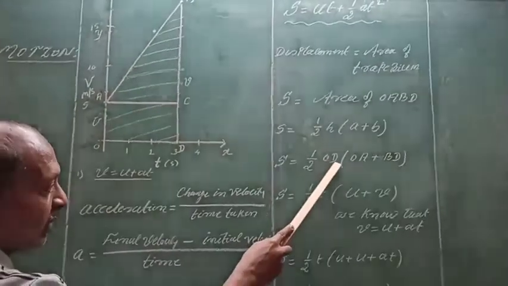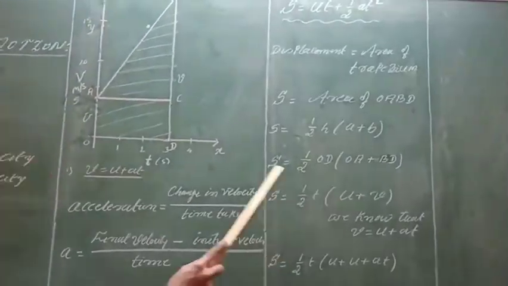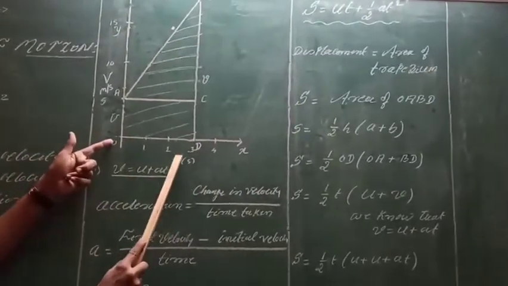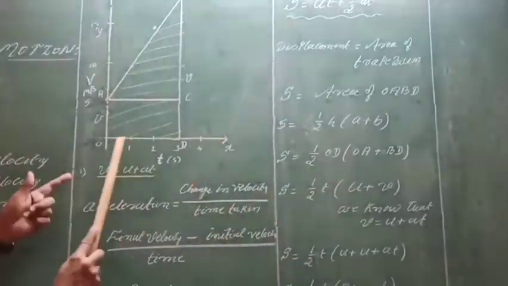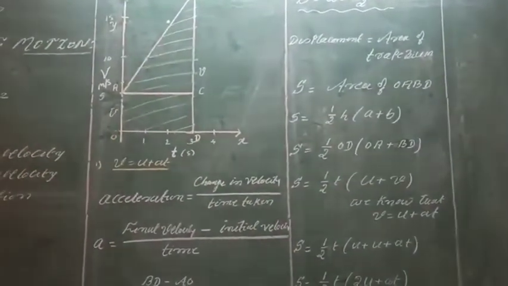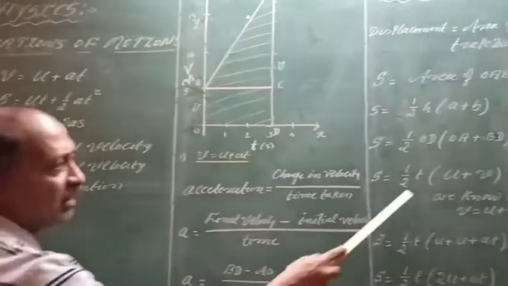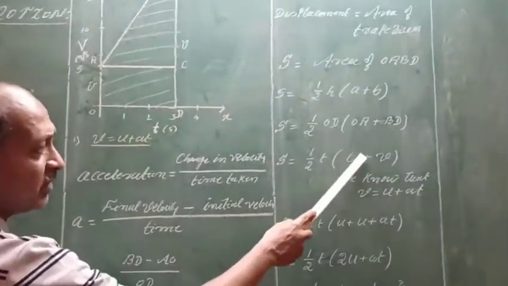Now you already know, what is the meaning of OD? OD is the time taken for traveling. So this is OD, the time taken. What is OA? The OA is U, the initial velocity. So we already have the initial velocity U, plus what is BD?